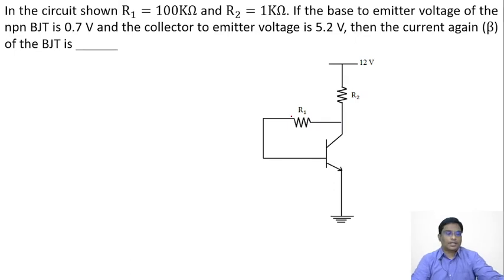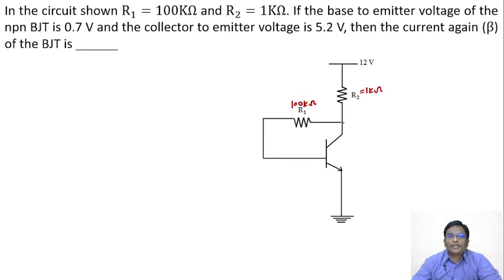Very good. This question is from analog circuits. In the circuit shown, R1 equals 100K, R2 equals 1 kilo. If the base to emitter voltage of the NPN BJT is 0.7 volts, then the collector to emitter voltage is 5.2 volts. Then they are asking for the current gain. Here they gave R1 as 100 kilo and R2 as 1 kilo.